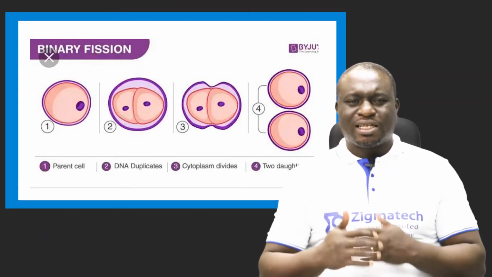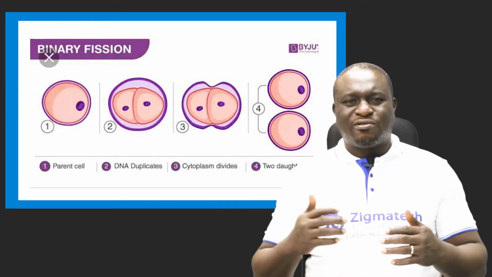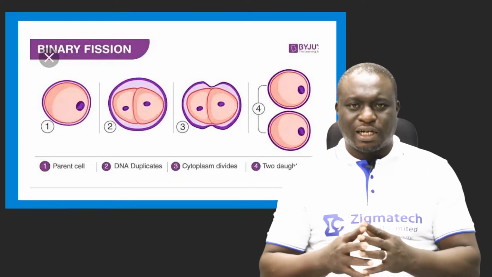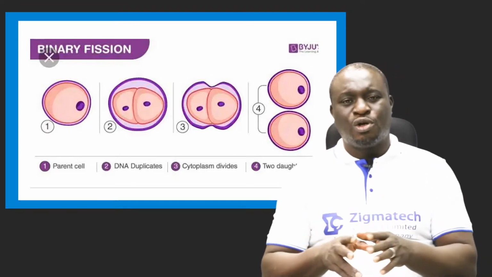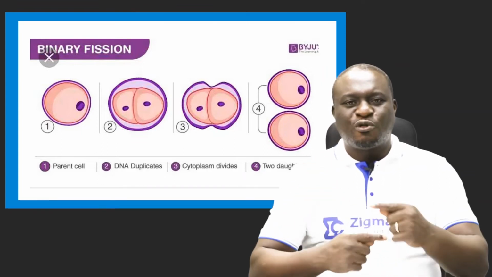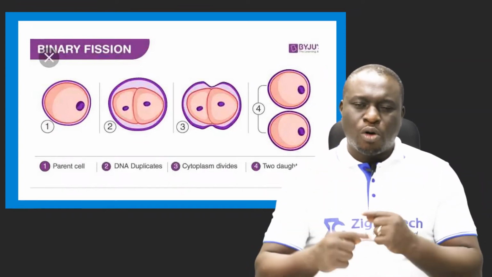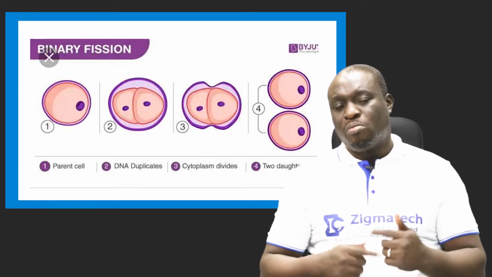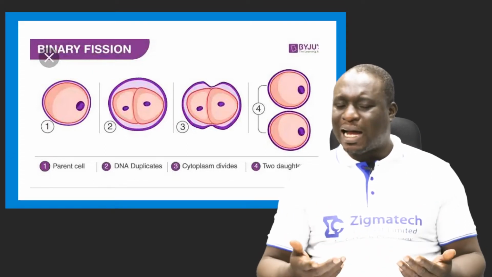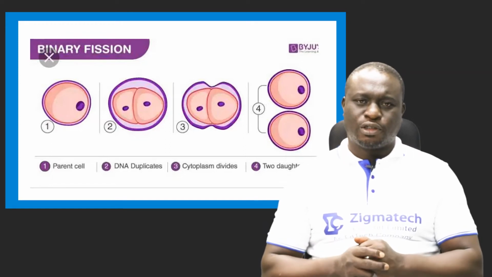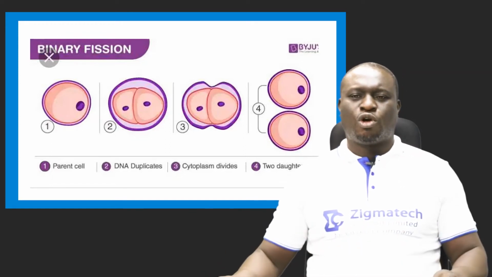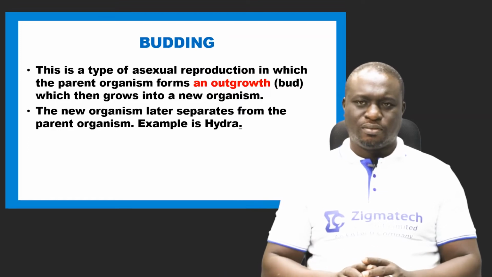Now, there are several cases where organisms divide into more than 2 daughter cells. That type of division, we call multiple fission. So multiple fission can also be added as a type of asexual reproduction. Number 2 is what we call budding.